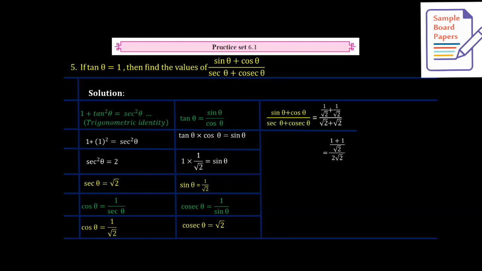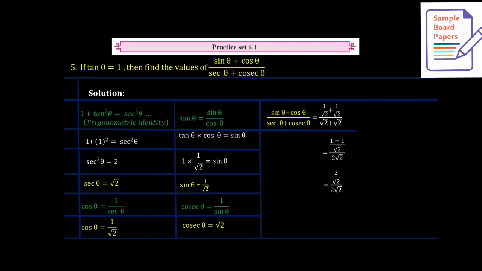Sin theta plus cos theta upon sec theta plus cosec theta equals, now sin and cos are 1 upon root 2 as we can see on the left hand side. Sec and cosec are root 2 plus root 2. Now in the denominator, root 2 plus root 2 will become 2 root 2, and in the numerator we can take common. Root 2 is common, so it will come one time, and the numerator will become 1 plus 1. So 1 plus 1 is 2, root 2 upon 2 root 2.